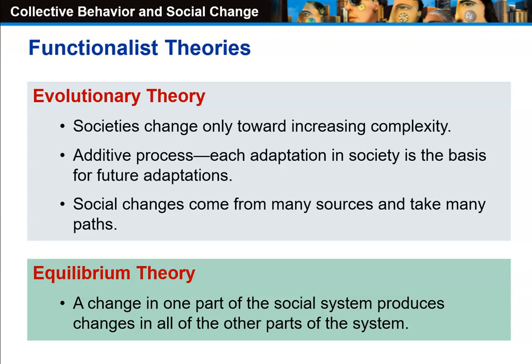Equilibrium theory says a change in one part of the social system produces changes in all other parts of the social system. So you see that, like when African Americans gained the right to vote, you saw all sorts of changes where they started to change discrimination policies and things like that. Even though it was slow, eventually changes took place.